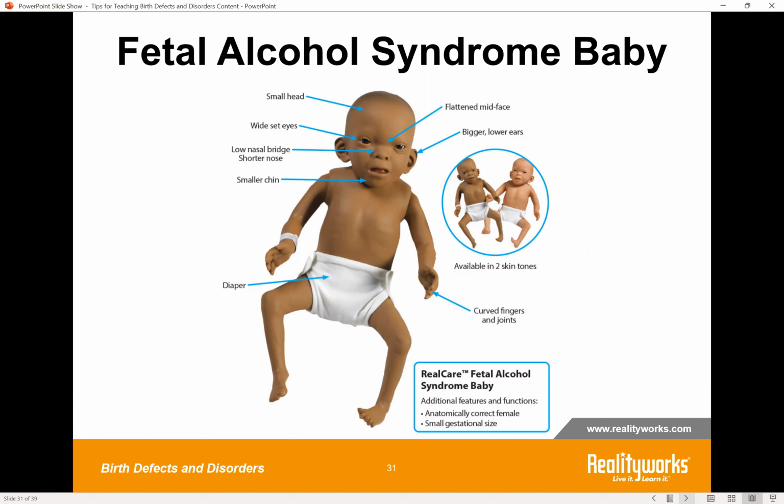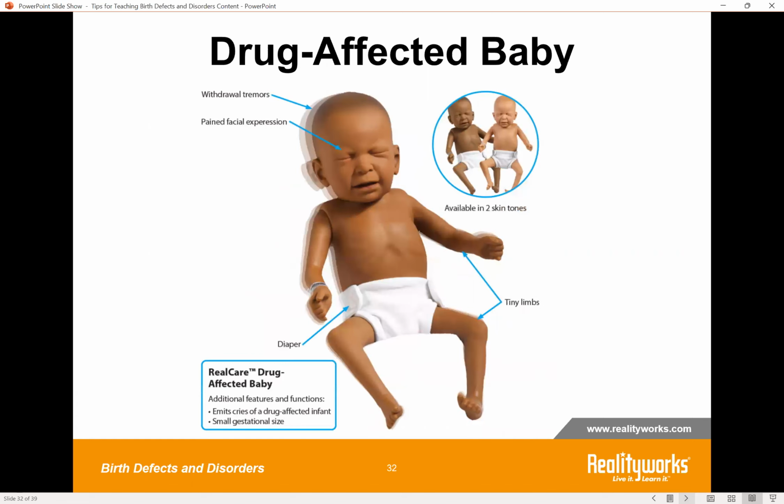So just a good reminder that we have this model and it works well in a unit on this content. Similarly, we have a drug-affected baby, and we know that exposure to certain substances during pregnancy can result in birth defects and congenital disabilities as well. Our drug-affected baby is really a powerful demonstrator because it has the cry of a drug-addicted baby and those withdrawal tremors.